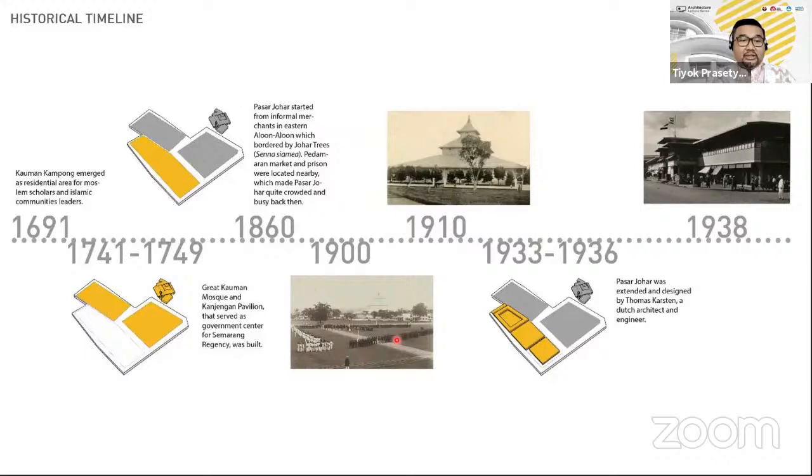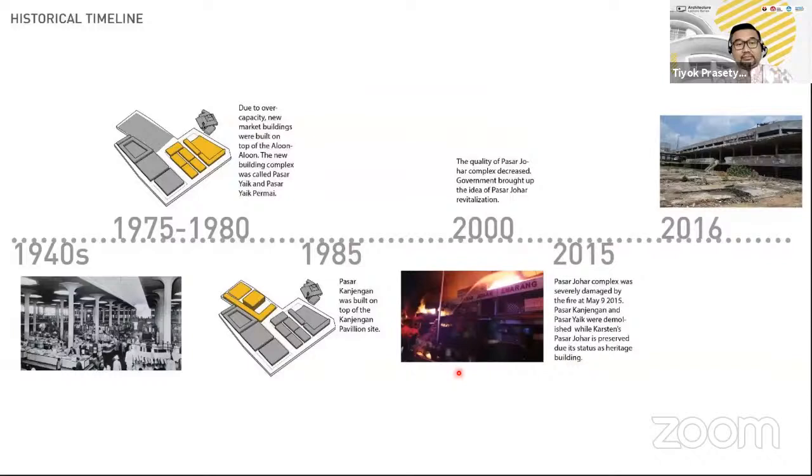You can see through time, from the 17th century, the mosque came first. Then they had the Alun-Alun by the mosque. During colonial time, the civic center of the Alun-Alun was the cathedral because of the Dutch government, and the market went around the Alun-Alun, including the religious building, the court, etc. But as they built Pasar Johar, quite successfully, by Thomas Karsten, then the other market occupied the Alun-Alun, so they had no open space left.